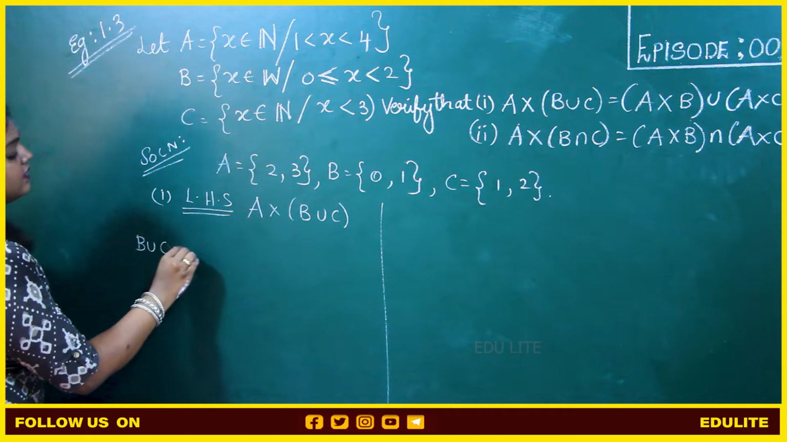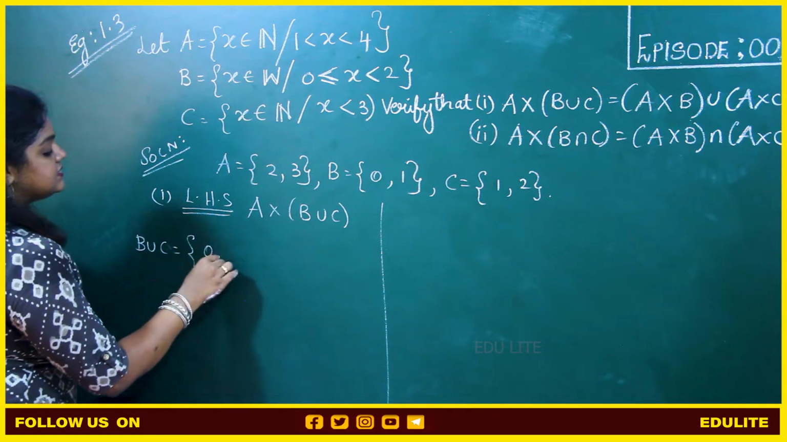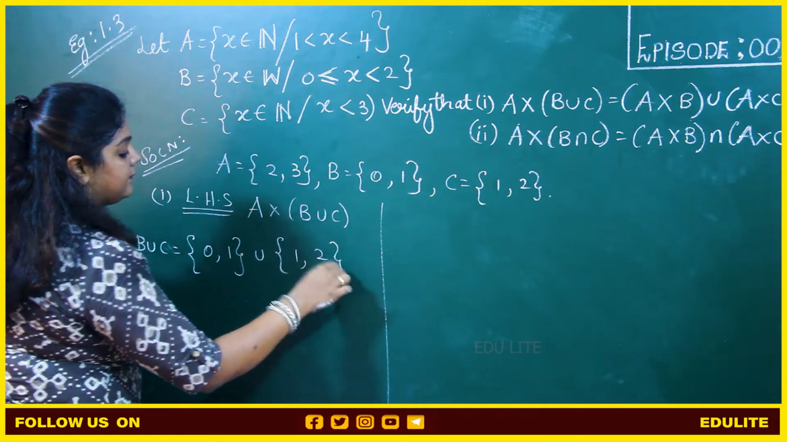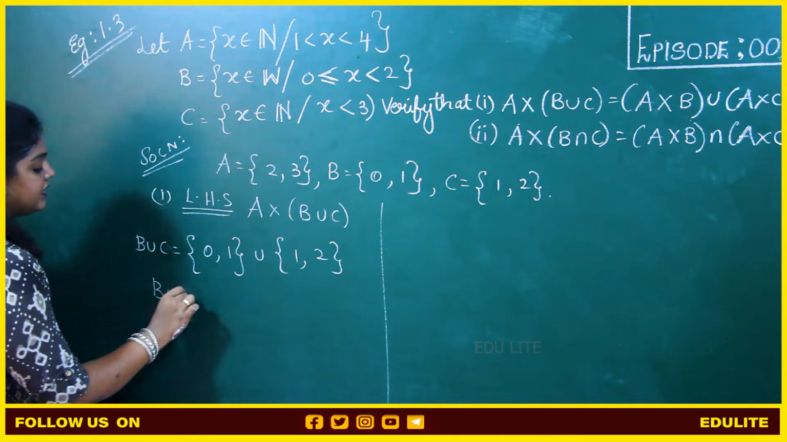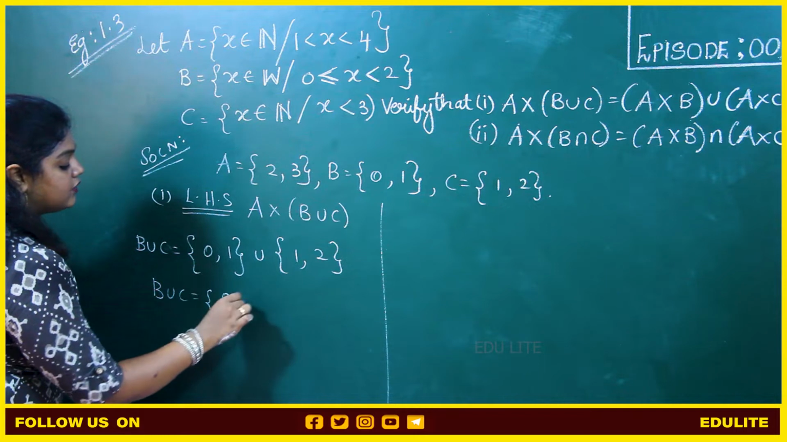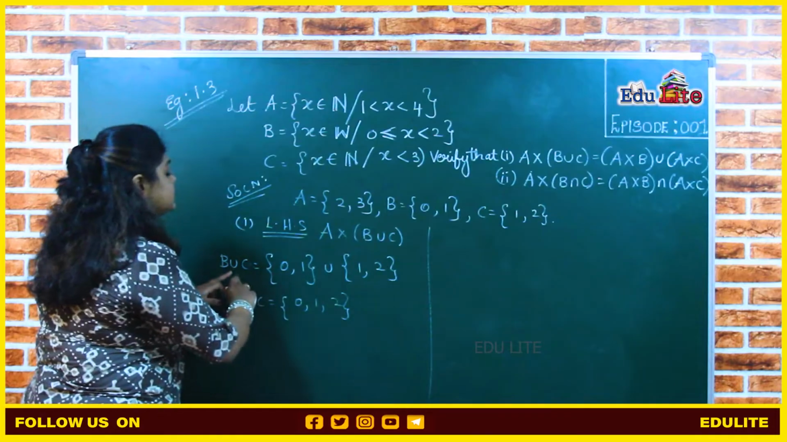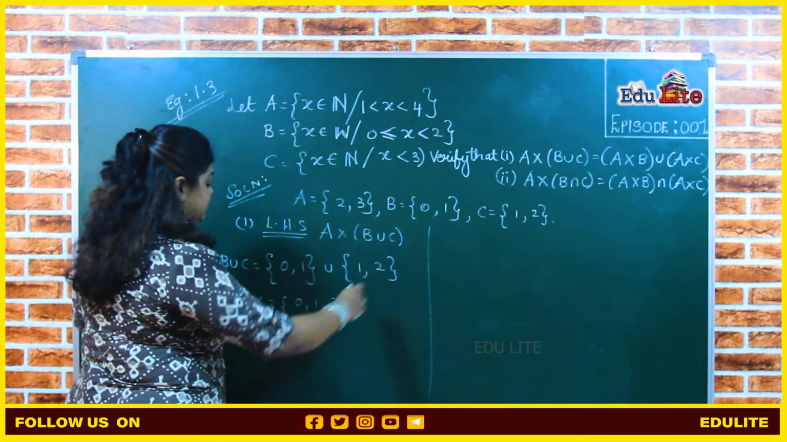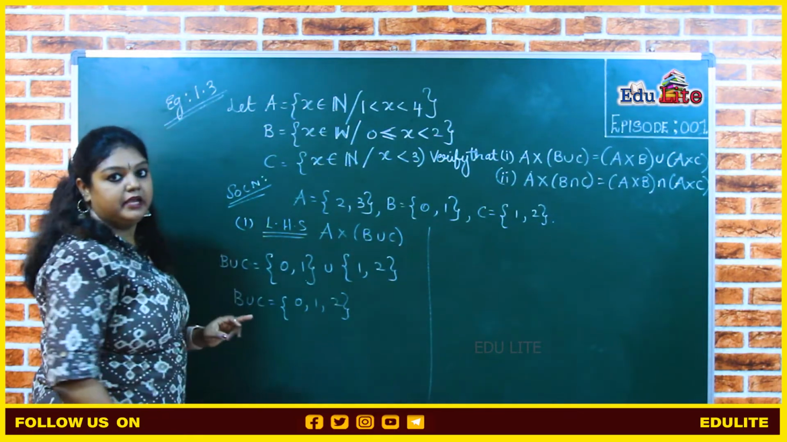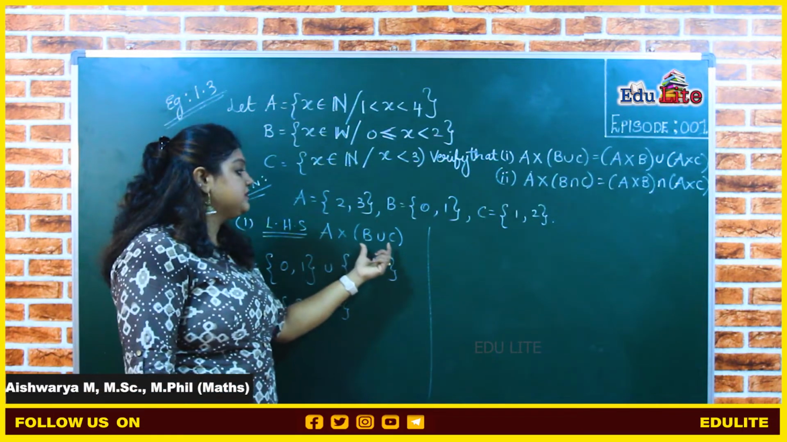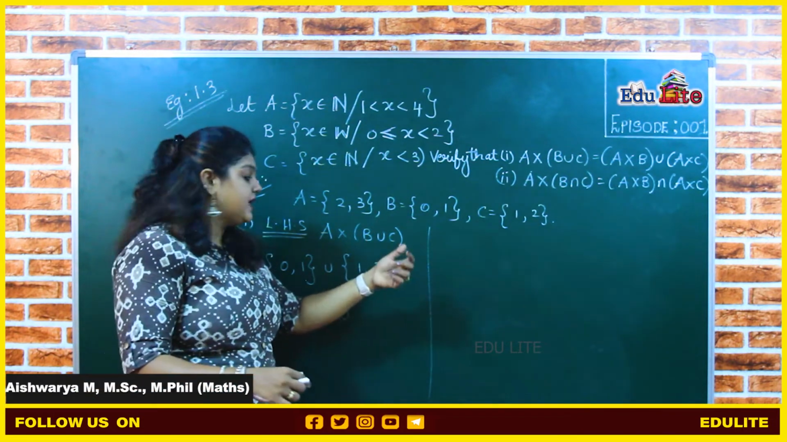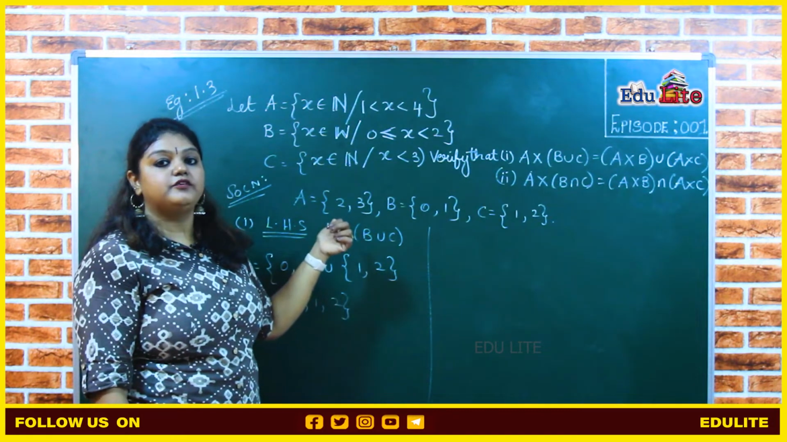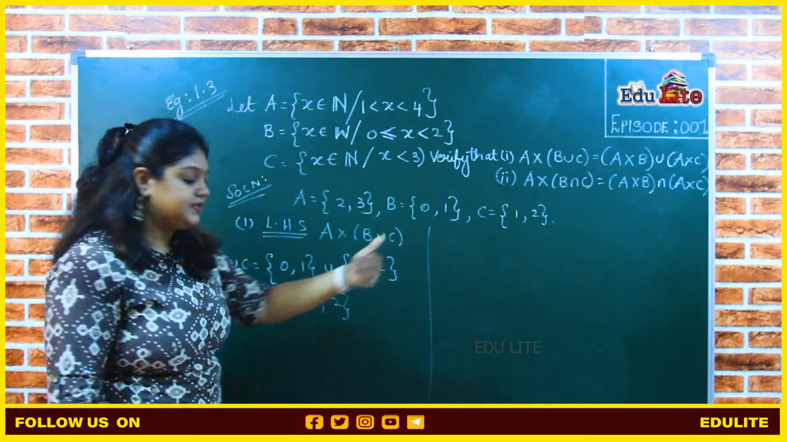B union C: B value is 0, 1, union C value is 1, 2. So, B union C can be written as 0, 1, 2. Since it is a union, we have to write all the elements from both the sets. So, we have completed this portion, B union C. As I told you, first we have to complete within the brackets. Next, we will move on to the next step. What is the next step then? We have to do A cross (B union C).